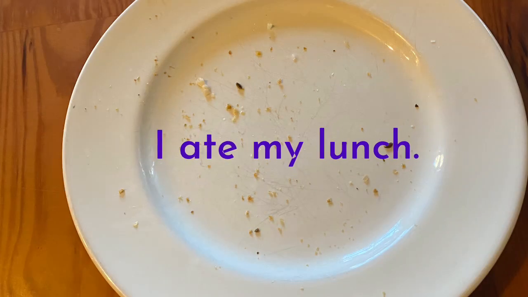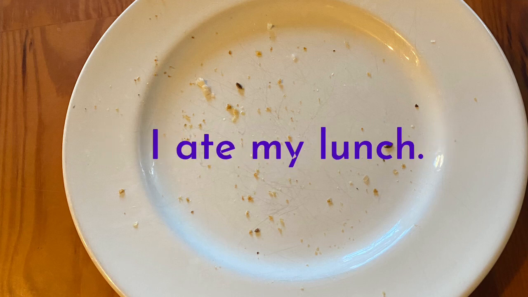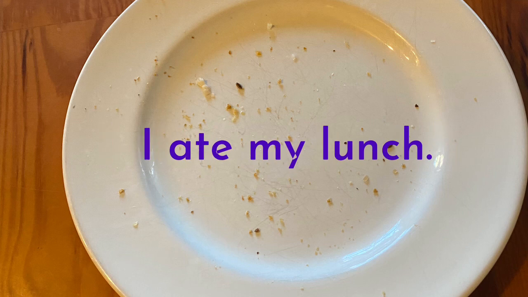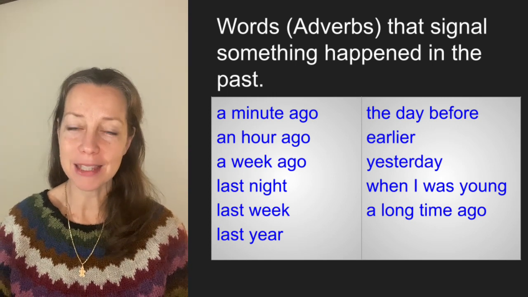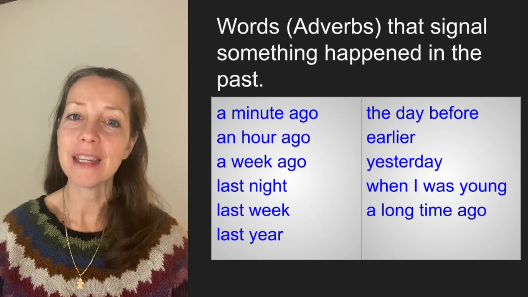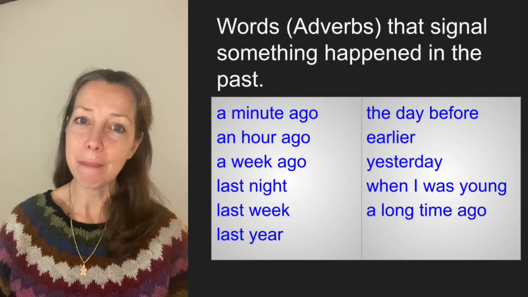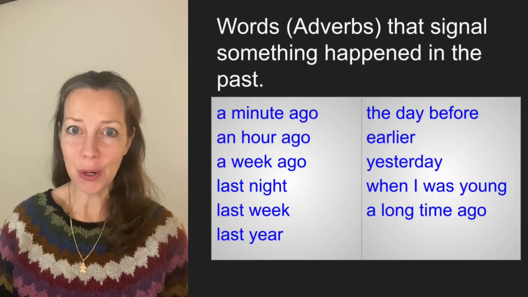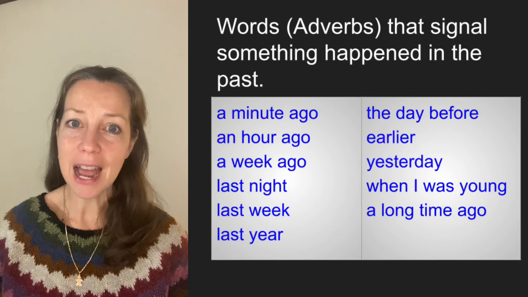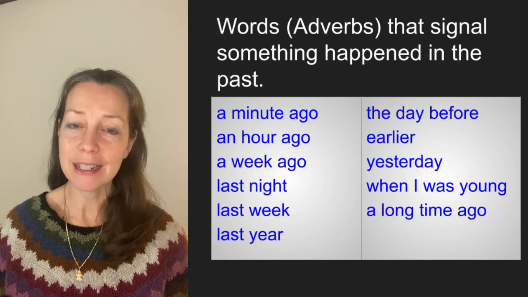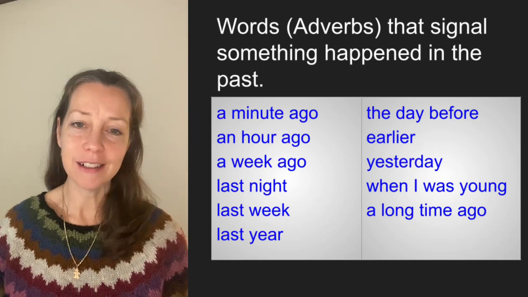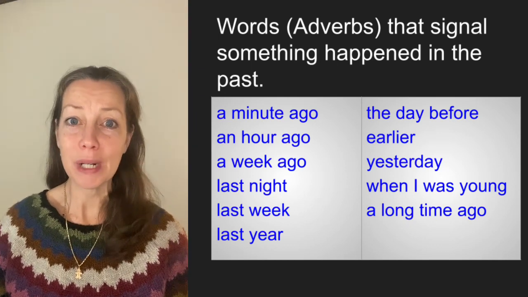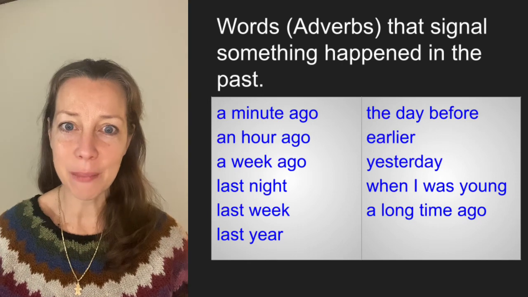Let's look at this past tense sentence. I ate my lunch. My lunch is gone. It is finished. There are many words and phrases that signal the use of the simple past tense verb. Here are some of them. A minute ago, an hour ago, a week ago, last night, last week, last year, the day before, earlier, yesterday, when I was young, a long time ago.